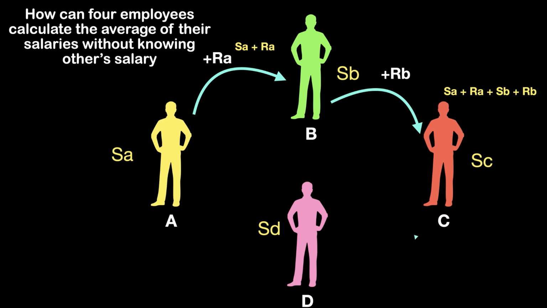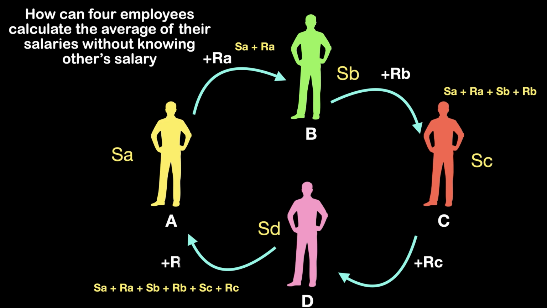In the next step, C does the same and gives the final figure to D without showing it to B. Now D will receive the figure SA plus RA plus SB plus RB plus SC plus RC. In the next step, D does the same and gives the final figure to A without showing it to C. Now A will receive the figure SA plus RA plus SB plus RB plus SC plus RC plus SD plus RD.